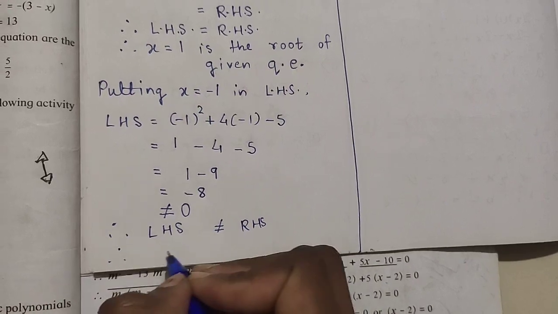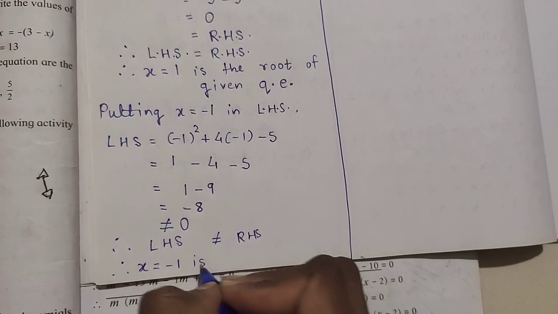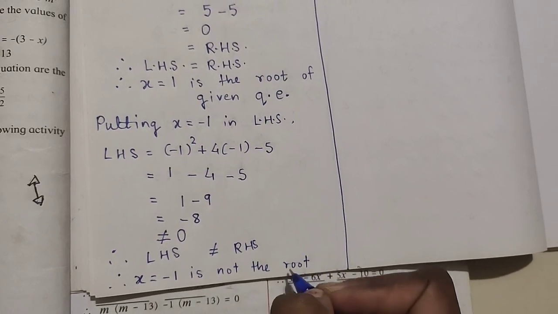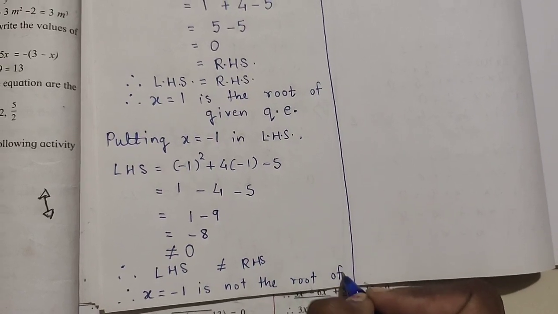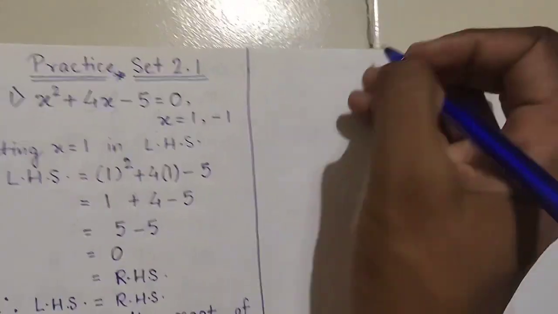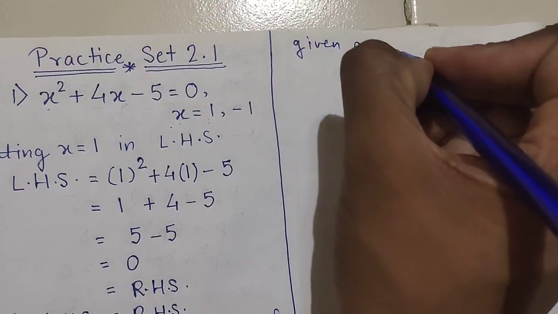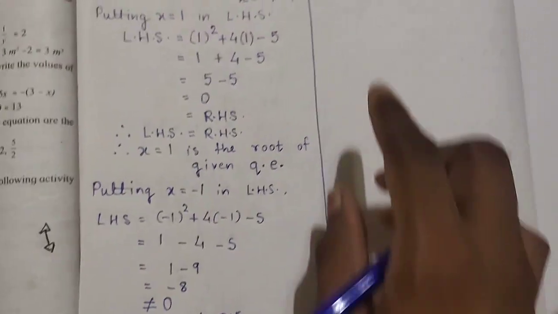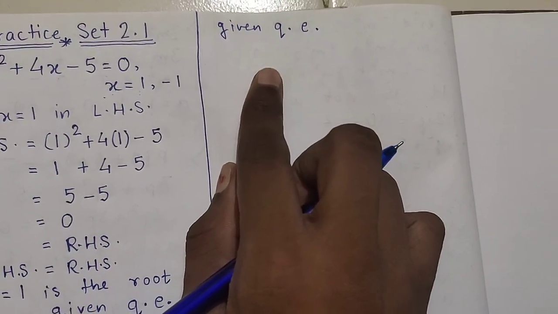That means in this case we are going to write our answer as x is equal to -1 is not the root of the given quadratic equation. Okay, because we have not got 0 here, that is why x is equal to -1 is not the root of the given quadratic equation. In the same way you are going to solve question number 2.